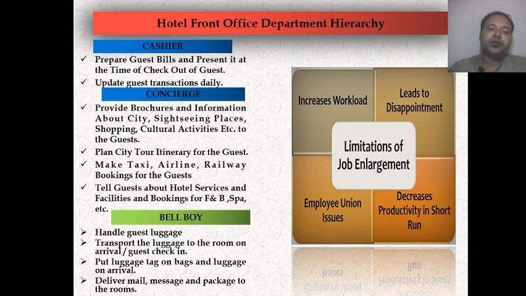For instance, they have to maintain all coordination within the front office department. They have proper knowledge regarding sightseeing places and tourist attractions of the local area. They have proper knowledge of taxi, airlines information, railway information, and any types of attractive tourist areas. They can provide information very easily by maintaining a good relationship with the guest, and tell guests about the hotel services and facilities, and booking for F&B service and spa, gym, and any types of game and recreation facilities which are provided by the hotel authority.